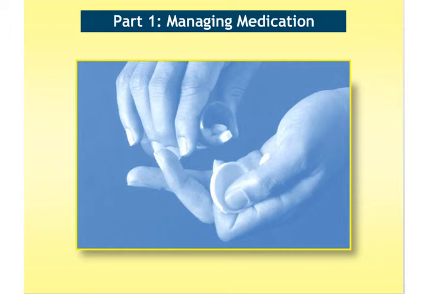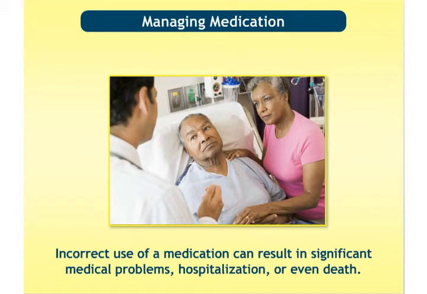In the first part of this training course, we will cover general medication management information. Incorrect use of a medication, or combining drugs without careful consideration of the impact on a senior, can result in significant medical problems, hospitalization, or even death. No detail is too small when addressing prescriptions from the doctor or instructions on a medicine bottle that comes from the pharmacy. Medications must be taken as directed for the safety and well-being of the individual taking the drug.